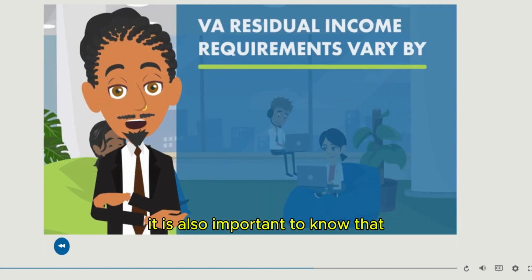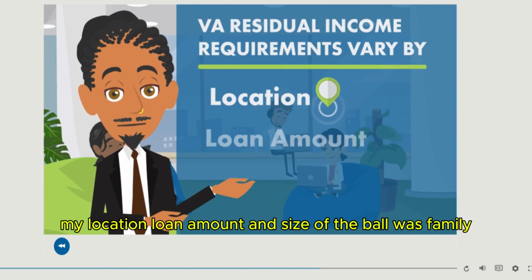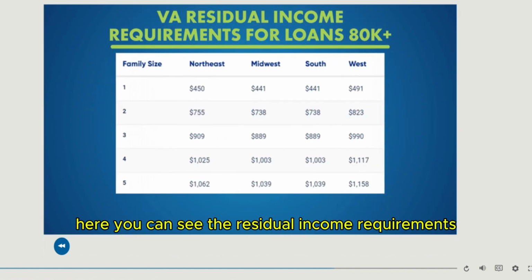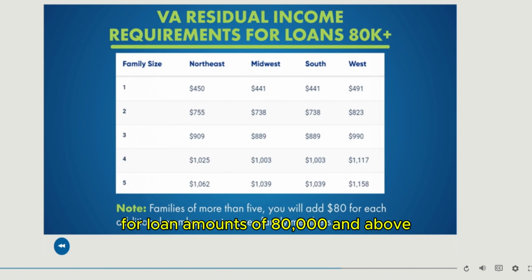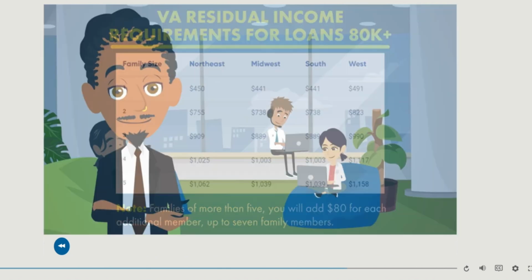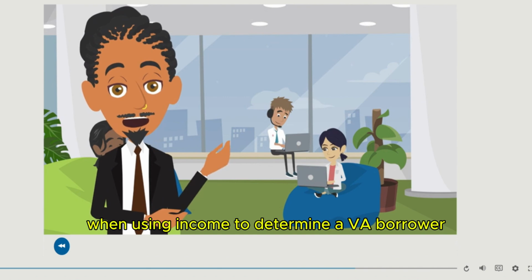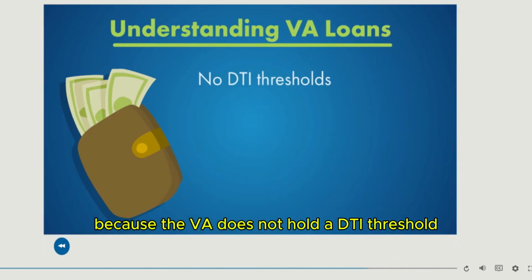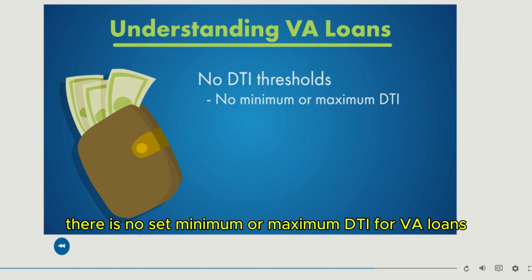It is also important to know that the residual income requirements vary by location, loan amount, and size of the borrower's family. Here, you can see the residual income requirements for loan amounts of $80,000 and above. When using income to determine a VA borrower's eligibility, residual income is the deciding factor. Because the VA does not hold a DTI threshold, there is no set minimum or maximum DTI for VA loans.